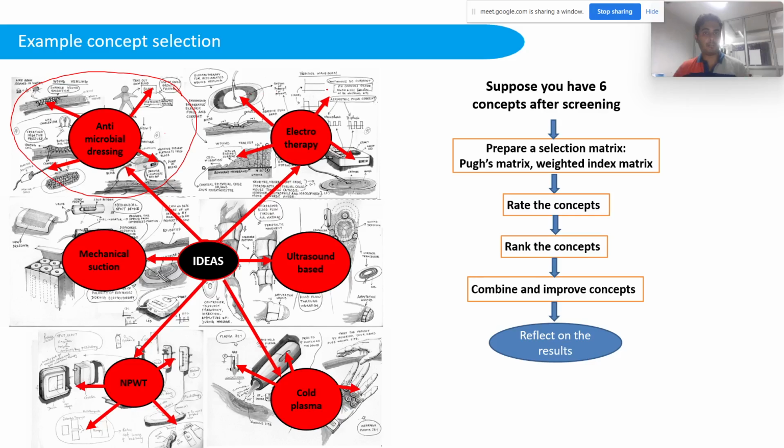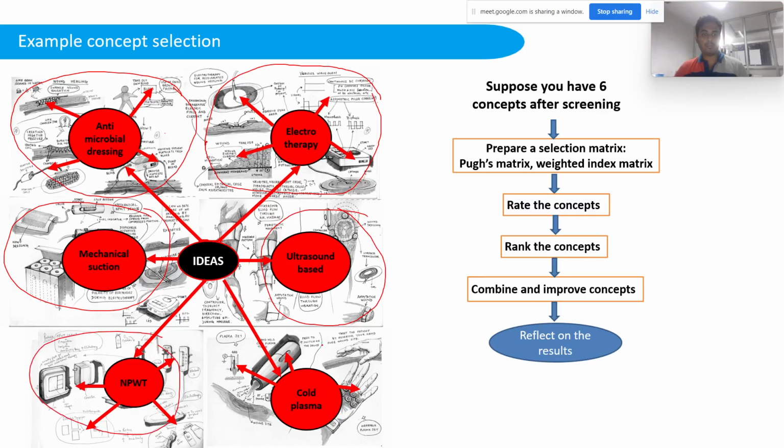So for this particular project, we generated various concepts using a brainstorming session, and these are the various solution spaces that we could generate. Another was electrotherapy, and then we have ultrasound based solutions, then mechanical suction based solutions, then NPWT and cold plasma. So let's see how we can use the concept selection process for this particular set of concepts. So the first thing, let's assume that we have six concepts after concept screening.